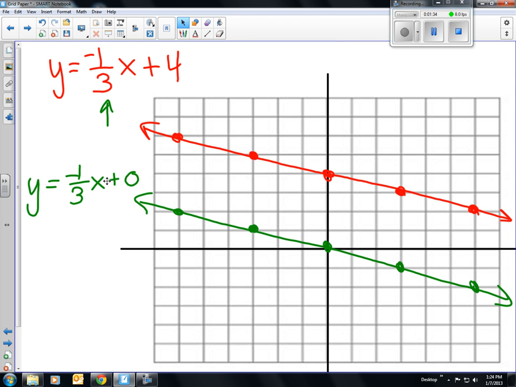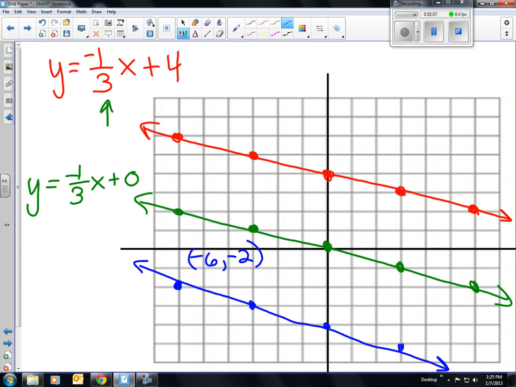And we could do another line that's parallel to the red line, a line that passes through the point negative 6, negative 2. Here the blue point is negative 6, negative 2. If we want a line parallel to the red line passing through that blue point, we just use the slope, which is negative 1/3, and keep plotting points to find out where that line is going to be. So the blue line, again, is parallel to the red line, and its equation would be y equals negative 1/3 x minus 4.